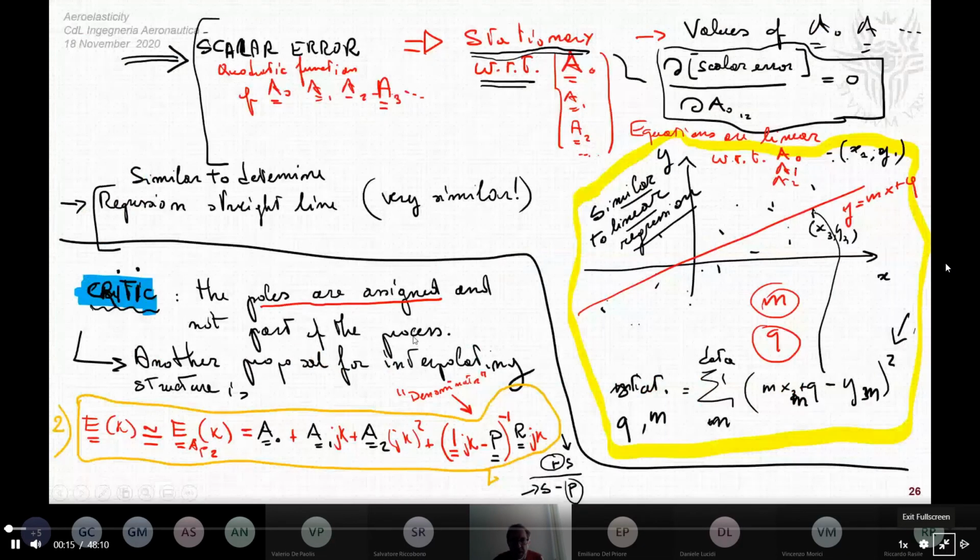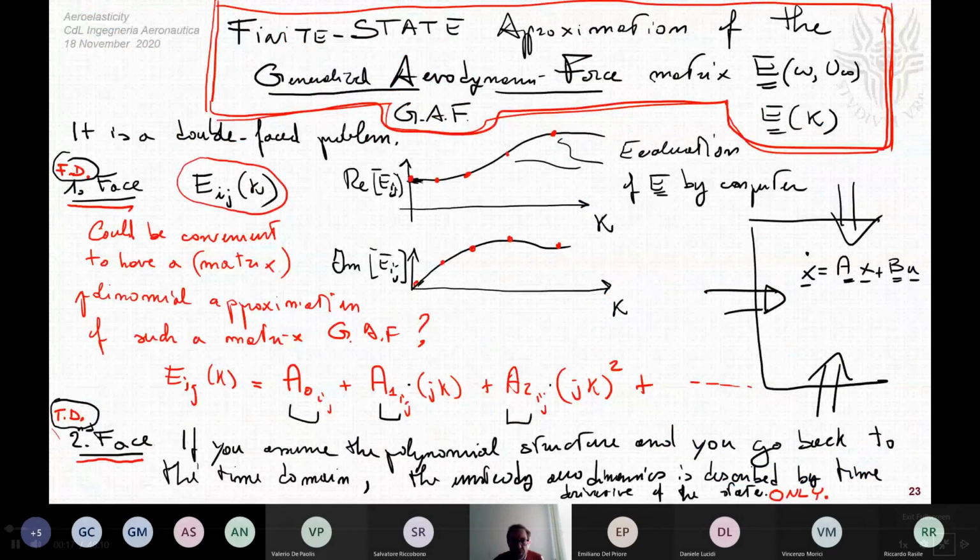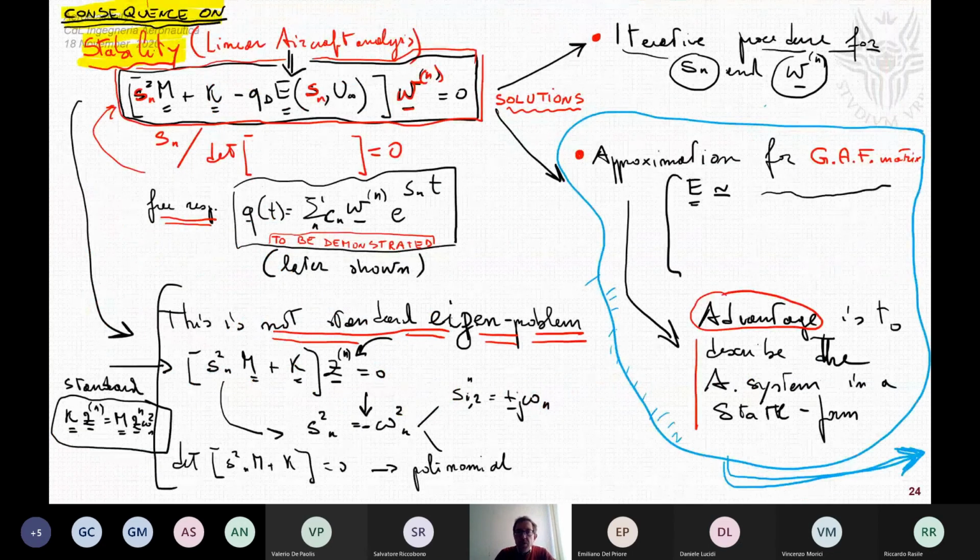And I want to talk about and recap the content of our previous lectures. First of all, the point concerning the generalized aerodynamic force matrix. In particular, we are discussing the use of this aerodynamic operator in flutter analysis.